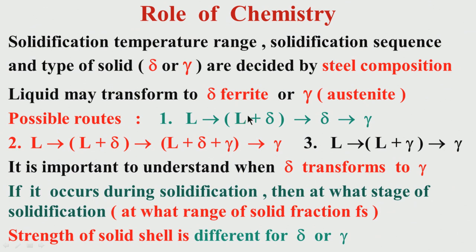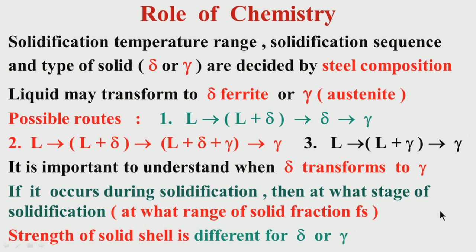Now, what is the mode of transformation, that is first important during solidification, and then delta to gamma, that means this is also solid, this is also solid. This delta to gamma is taking place where? Is it during solidification or after solidification? That is important. As I have mentioned, if it occurs during solidification, then at what stage? Is it at the early stage, medium stage, or the end of solidification? That means at what range of solid fraction it is taking place is important. All this will be more clear when I discuss the specific issues.